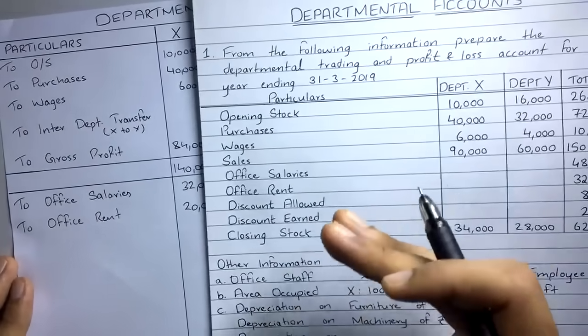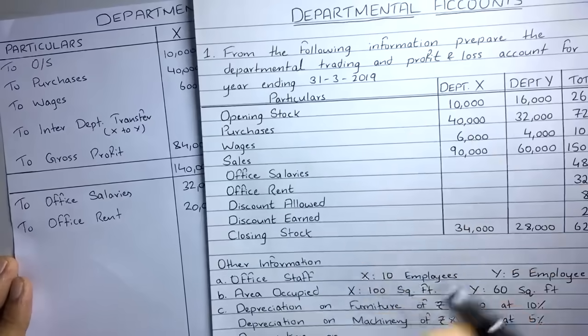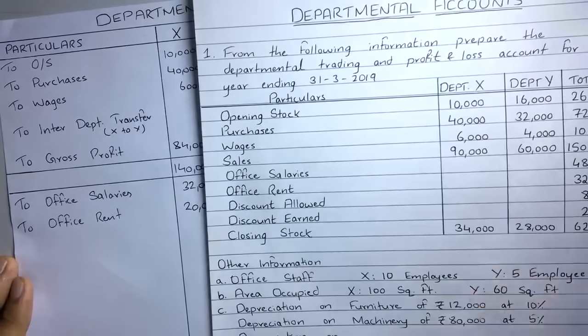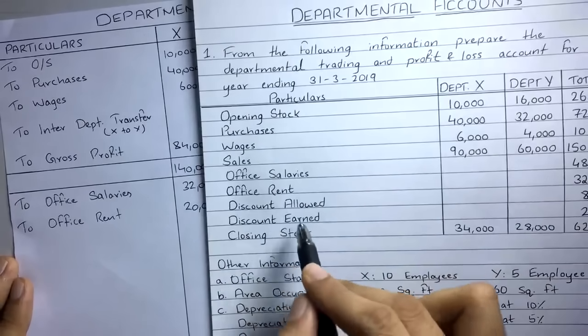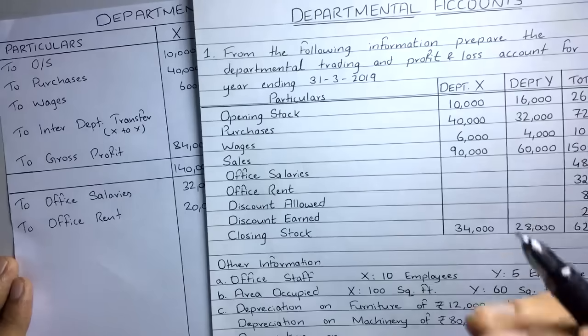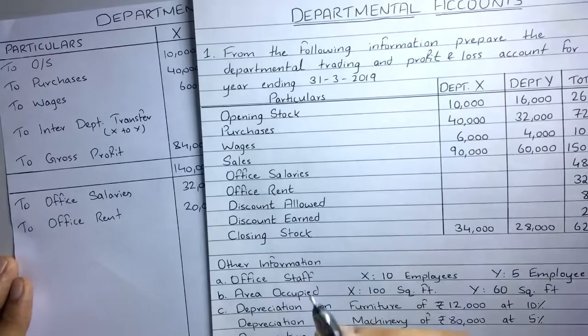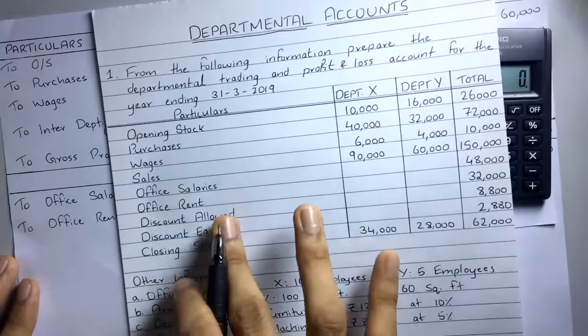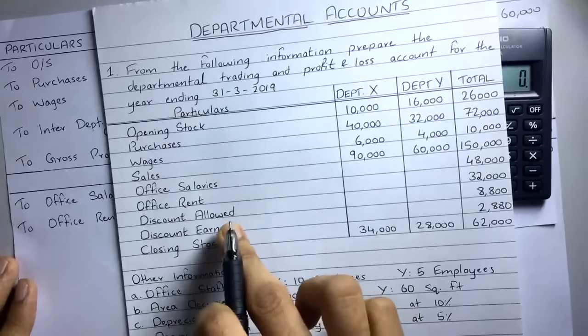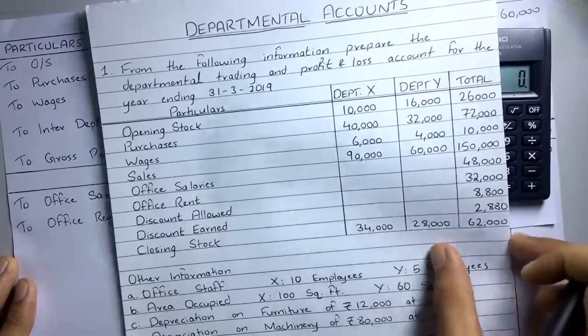Now discount allowed means whenever you sell something to a customer, you may give them a discount to convince them to buy the product, right? So discount allowed is directly connected with what? Directly connected with sales. Whenever you sell something, only then you can allow the discount. So the discount allowed will be directly connected with sales, so it will be based on the sales ratio. So the discount allowed figure is 8,800.